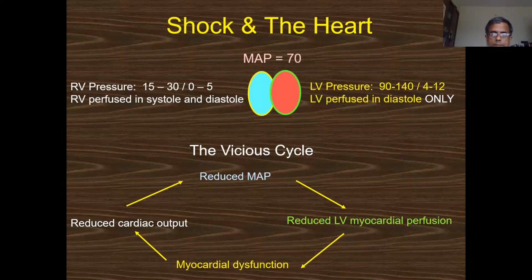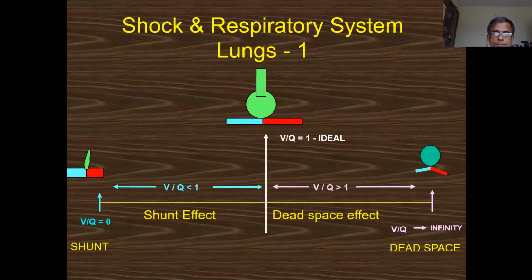So if you have a drop in pressure, like in shock, you have reduced LV perfusion, myocardial dysfunction, and cardiac output is reduced, and it becomes a vicious cycle, and finally lands up in a crashed patient. So it's important to push up your blood pressure fast, especially if you already have coronary vessel disease, which needs a higher perfusion pressure to push the blood through the coronary circulation.